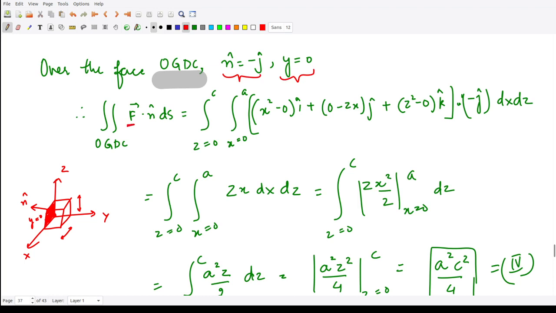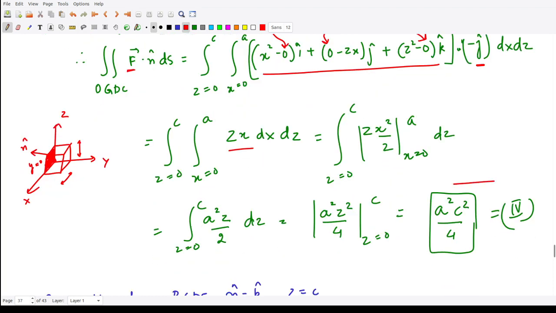So we just write down the vector f, and in that vector f, wherever we find the value of y, we substitute that equal to 0, and moreover in place of n vector we write minus j vector. Then we took the dot product, then we solved the integral. Your value finally came out to be this quantity.